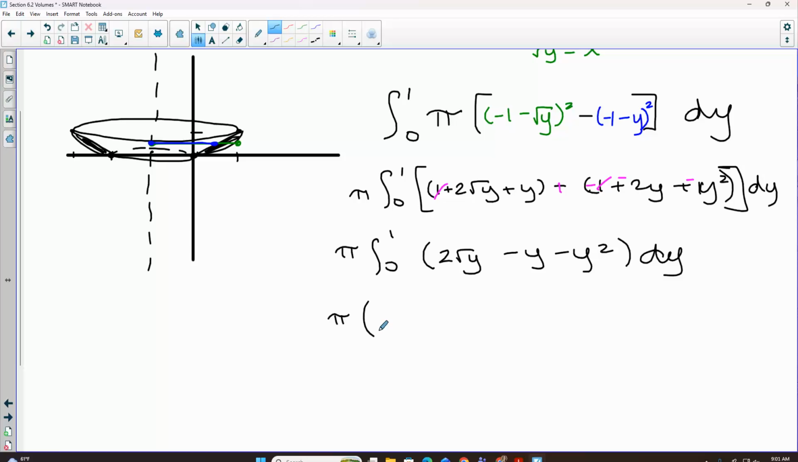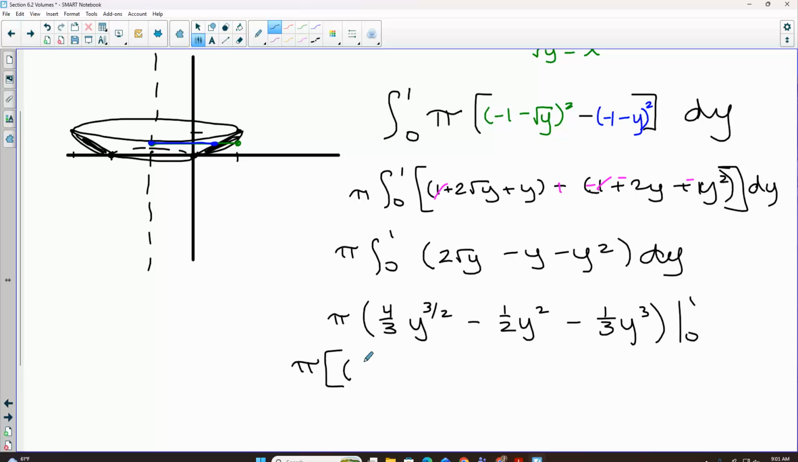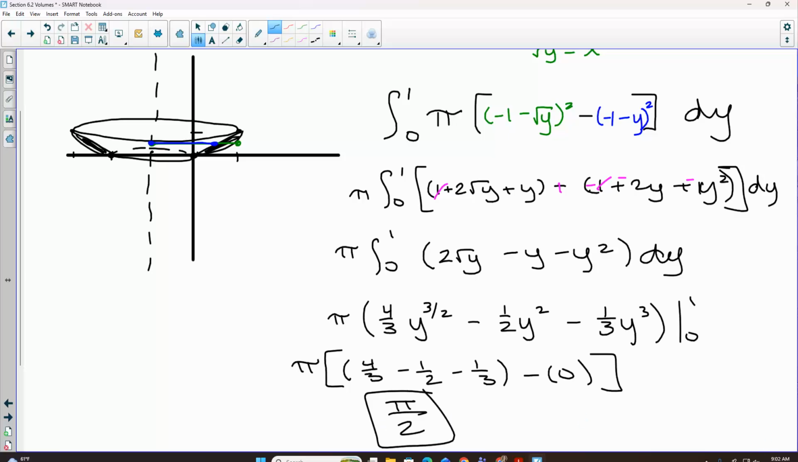Is everyone with me to that point? So 2 radical y, that's like 2y to the 1/2. So antiderivative, if you add 1 to the power, that's 3/2. So that means you need a 2/3 in front times the 2 that's already there would make it a 4/3 minus antiderivative of y, so that would be a 1/2 y squared minus antiderivative of y squared would be 1/3 y cubed. So I put in my bounds. So 4/3 minus 1/3 is 1, minus a half is 1/2, times pi, it's just pi over 2.